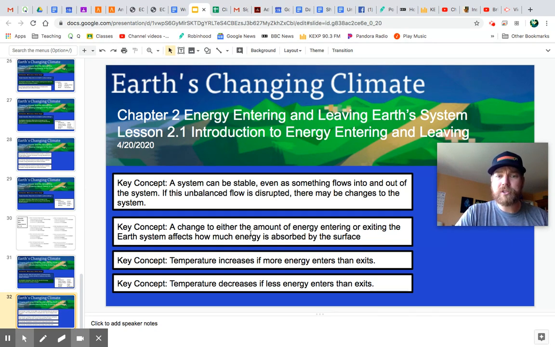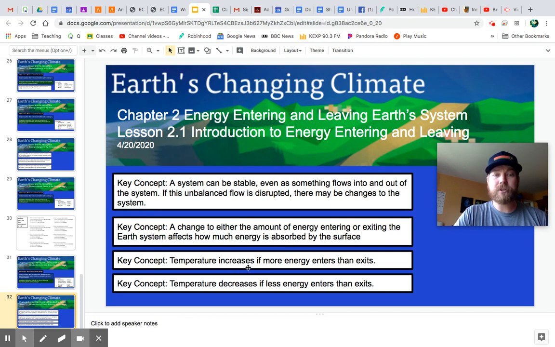The next one, a change to either the amount of energy entering or exiting the Earth's system affects how much energy is absorbed by the surface. We're going to do a little game. It's not really a game. We're going to make some predictions. We're going to use the sim. We're going to do a couple things in order to explore that.